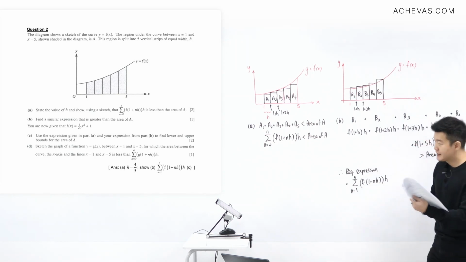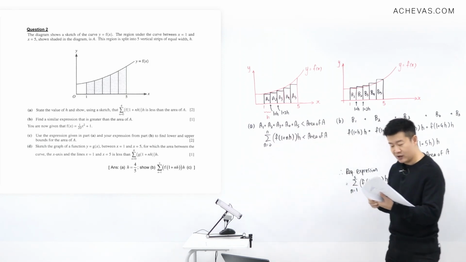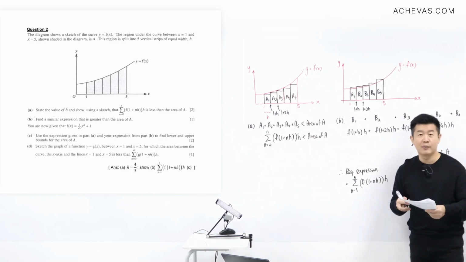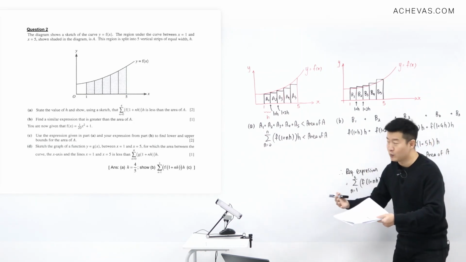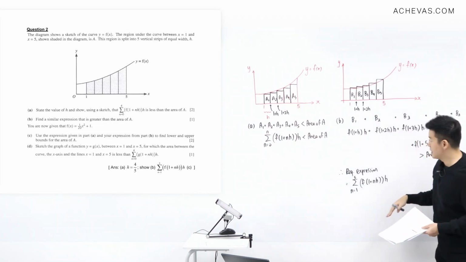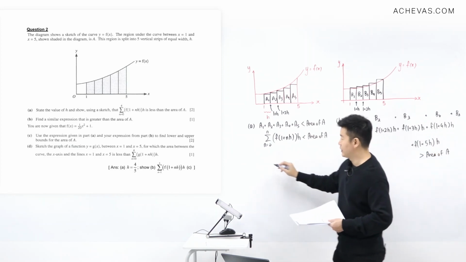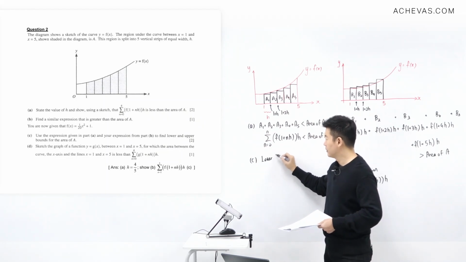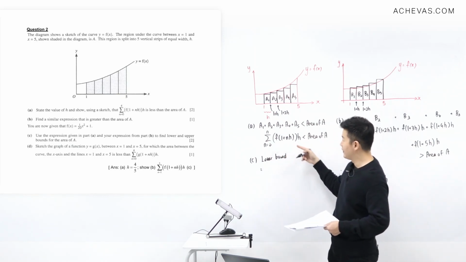As for C, according to what the question says, we are supposed to use the expression given to us in part A and the expression we've derived in part B to find the lower and upper bound for the area A. The lower bound will be this, because this is smaller than A. The upper bound will be expressed by this, because this is bigger than the area A. So for part C, let me write it down here. I don't think part C is going to be that long. The lower bound of the area A is going to be this over here.